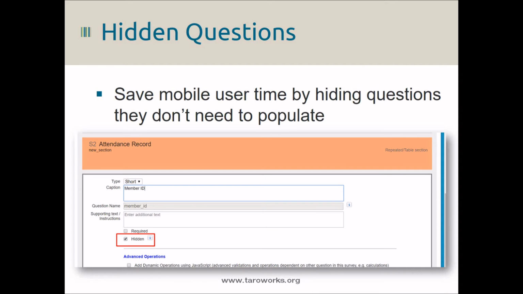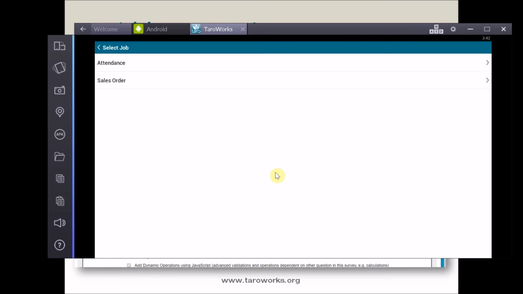We've also added the ability to hide questions. This helps us streamline forms by allowing the administrator to set values for responses the mobile user doesn't need to see. The best example of this is the unique identifiers you may use in a form to update records in Salesforce. Let's take a look at how we'd use that hidden question in an attendance example.